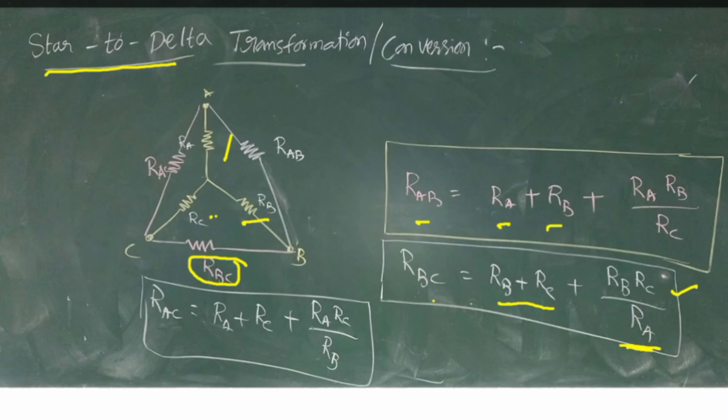Similarly, if you want to calculate RAC in delta from star, RAC equal to RA plus RC. What we have to remember? RAC is the delta arm. RA, RC are connected. This sum RA plus RC and the product of the same RA, RC divided by the opposite resistance RB. That we have to follow. This is the star to delta, delta to star transformations.